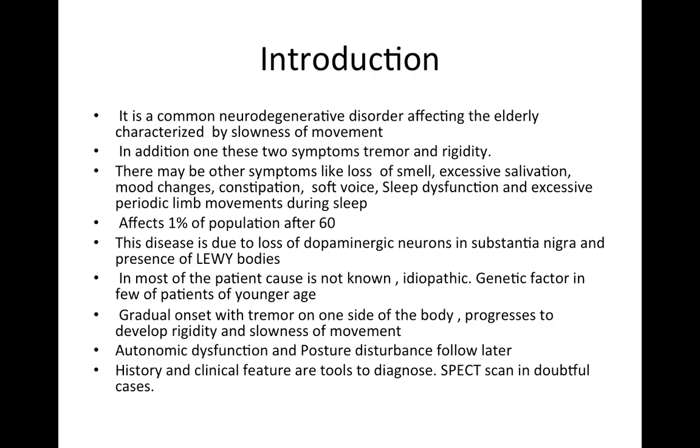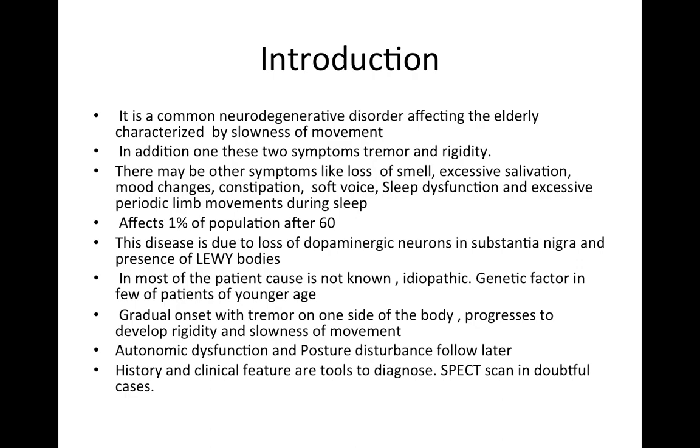It affects nearly 1% of the population after 60 years of age. It is said to be due to the loss of dopaminergic neurons in substantia nigra, and presence of Lewy bodies is the characteristic histological feature in nerve cells of the basal ganglia and the areas that are affected. In most of the patients, cause is not known, so it is said to be idiopathic. Genetic factors play a role in a few of the patients, more so in the patients of younger age group.